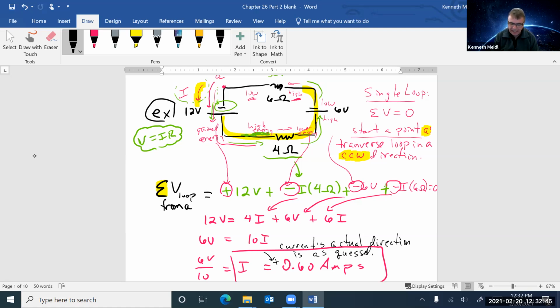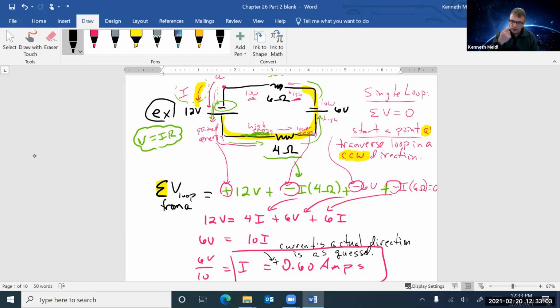So if we got a minus sign here, if we had the current is minus 0.60 amps, that would mean that the current is just going in the opposite direction than what I thought it was doing here. But that's the idea, is that here I have a single loop, so I have no junctures, so I didn't have to worry about that loop rule.